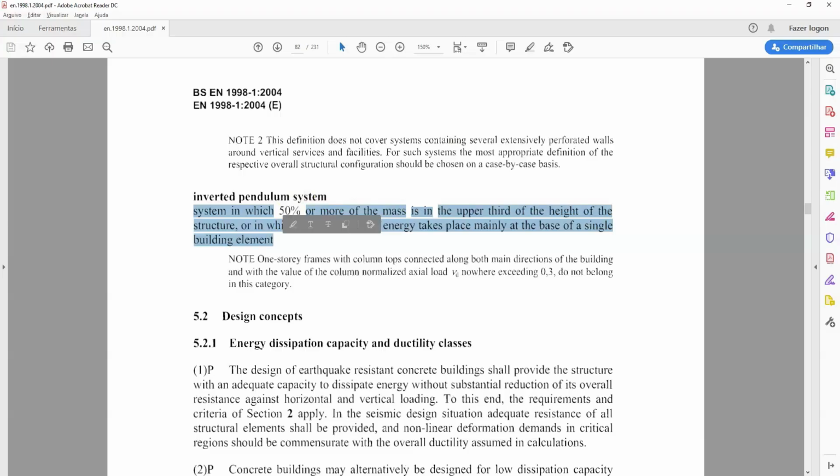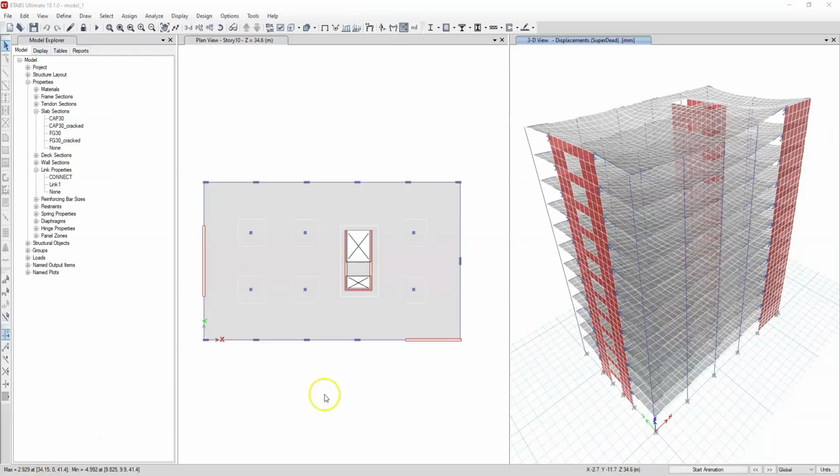After verifying the inverted pendulum criterion, we will now consider another hypothesis we need to eliminate: whether this structure is torsionally flexible or not. Before we start following the rules for checking torsional flexibility, we will briefly analyze some results from our modal analysis.